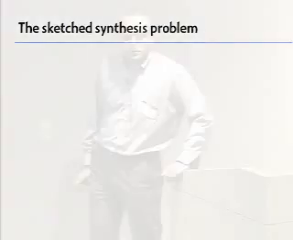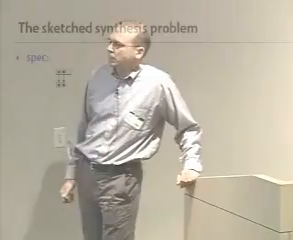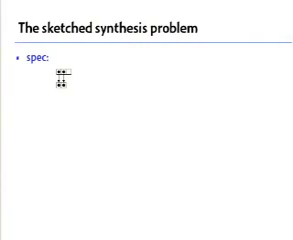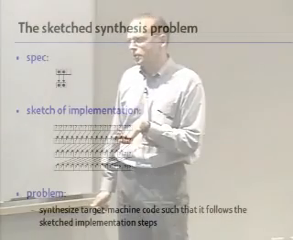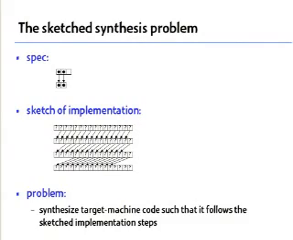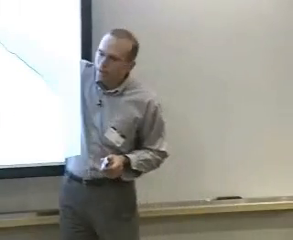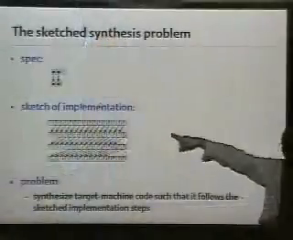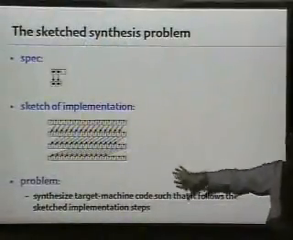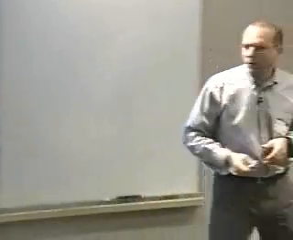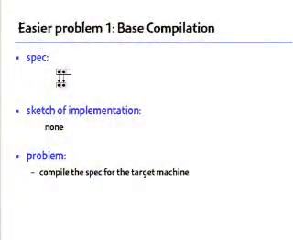Now, we are ready to state the problem of how to do this sketching-based synthesis. You have a spec. Now you have a sketch of the implementation. Now the problem is this. We want to synthesize a program for some target machine that behaves like that, but is implemented structurally like that, somewhere inside. Now even that problem is sort of still fuzzy. So I'll take you to the solution to the problem through several simpler steps.